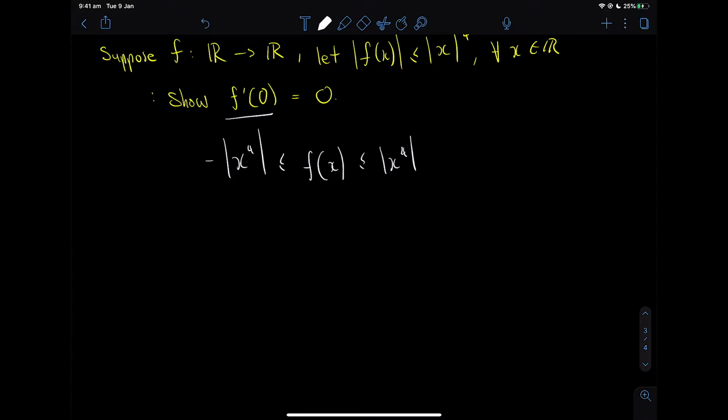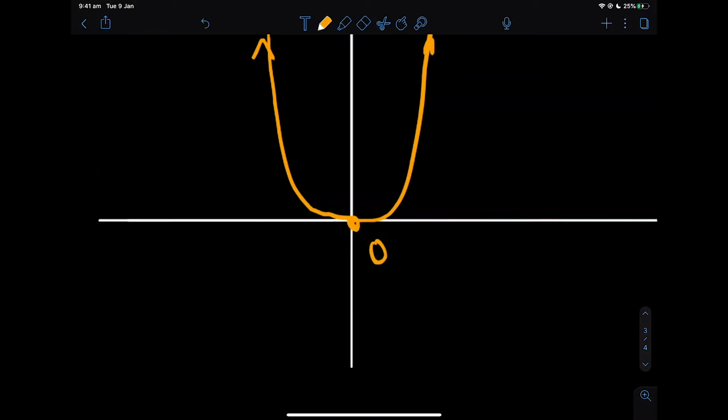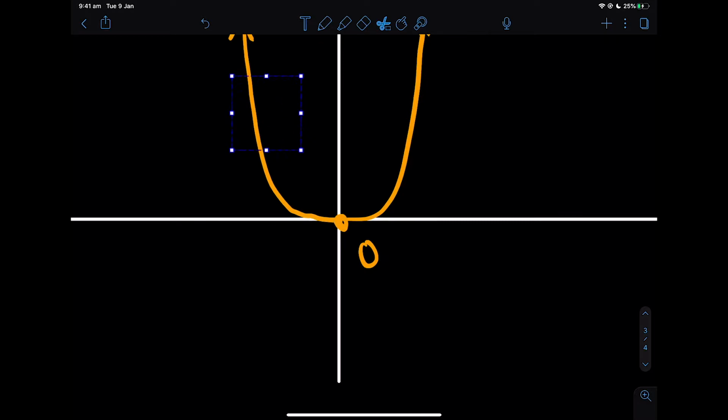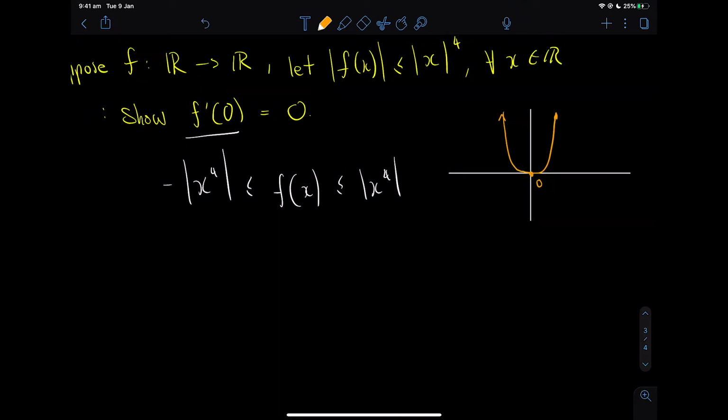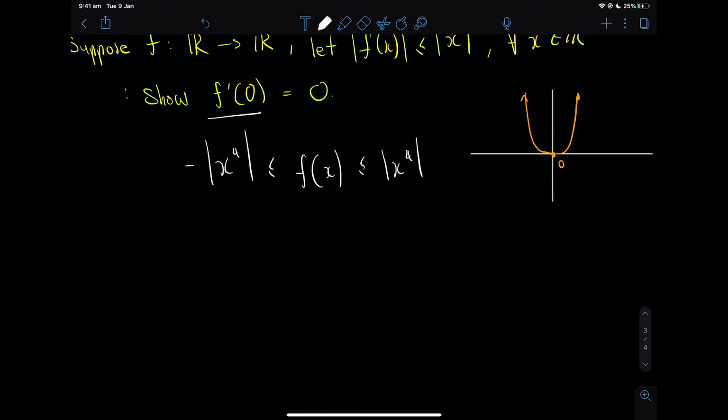If we draw x to the 4 real quick, it's more or less a parabola centered at the origin, and the absolute value of that just is this. So it's like x squared, but a little bit more flat at the bottom, but at the same time a little bit more steep. So something like this. So we're required to show that the gradient at the origin, essentially, is flat. Okay, so it's not obvious just yet, but let's try and see why this is the case.